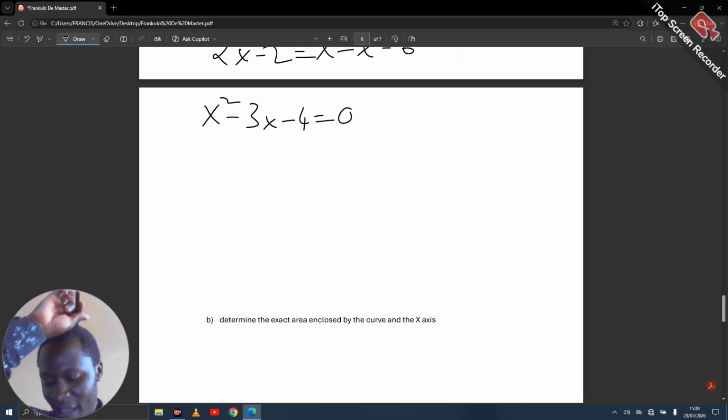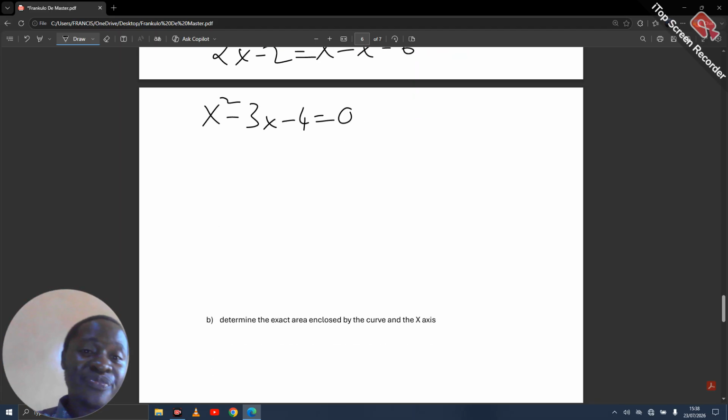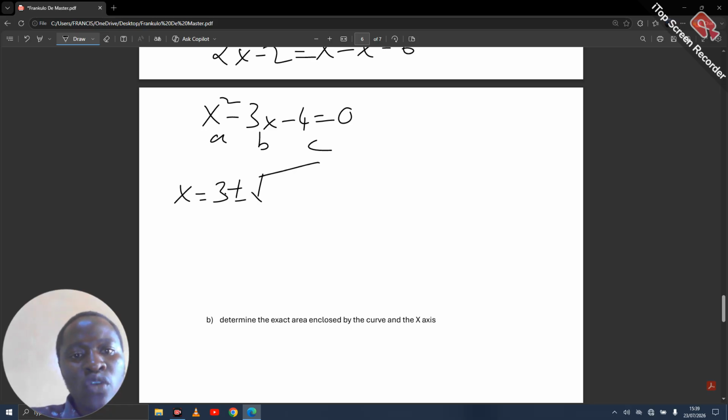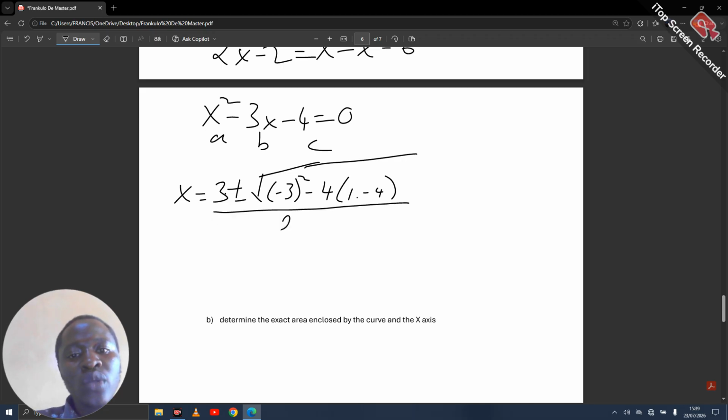Having that, use the quadratic formula: x equals negative b plus or minus the square root of b squared minus 4ac, all over 2a. So we have a, b, and c. My x will be negative negative 3, plus or minus the square root of negative 3 squared minus 4 times a, which is 1, multiplied by c, which is negative 4, all over 2a, which is 2 times 1.